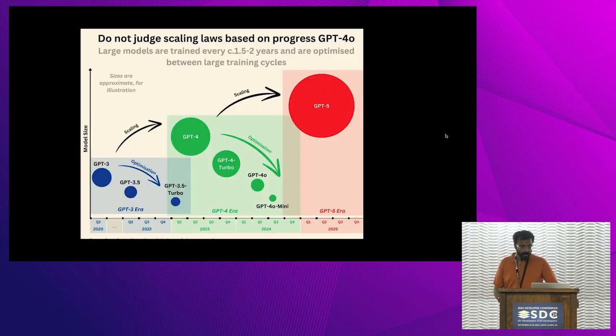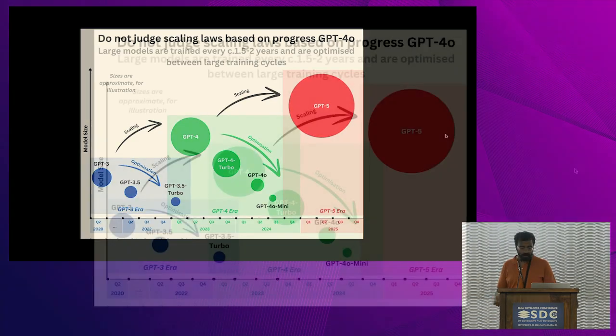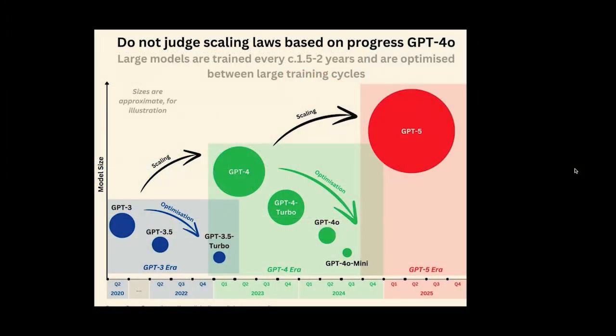Now, this is what typically happens in the AI lifecycle. You have a model that a company comes up with. And as the model scales, you also have optimizations, which means you release a smaller variant of the same model. This is true ever since GPT-3, 3.5, and Turbo came. It has stayed the same with GPT-4.